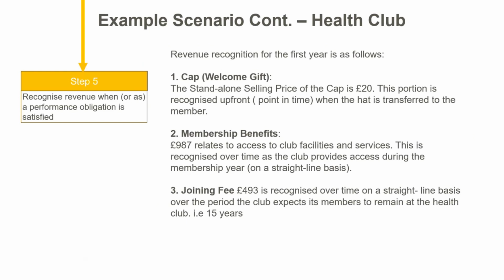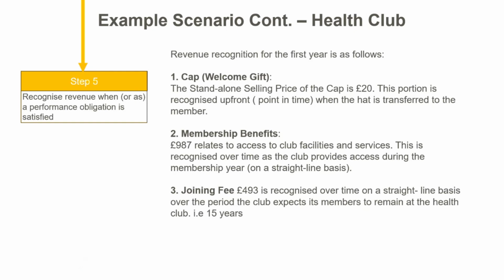So the cap, I believe, is quite straightforward. You almost don't even need to go through the 3 criteria that I talked about previously. Clearly, the cap you would recognise at a point in time. So as soon as the customer receives the cap, you would recognise the revenue. If you look at the membership benefit, the customer is simultaneously receiving and consuming the benefit from having the membership to the health club. So the membership benefits you would recognise over time. So you would spread that over the year on a straight line basis each month.